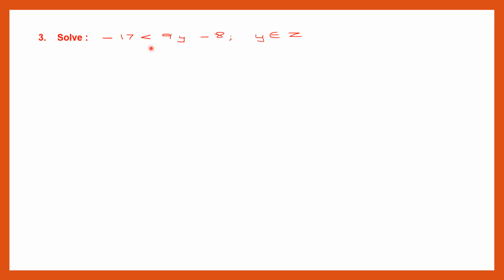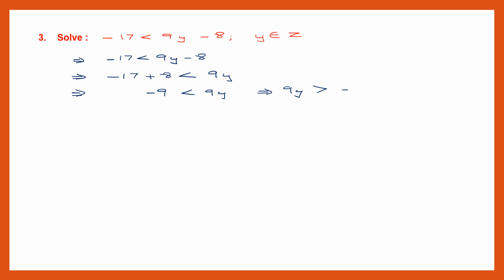Question 3, minus 17 is less than 9y minus 8, and y belongs to Z, and Z stands for integers. So let's solve this. Here we have minus 17 is less than 9y minus 8. Let's get the whole numbers this side. So minus 17, we bring minus 8 this side, and it becomes plus 8 is less than 9y. Minus 17 plus 8 is minus 9. Minus 9 is less than 9y, or you can write that as 9y is greater than minus 9.